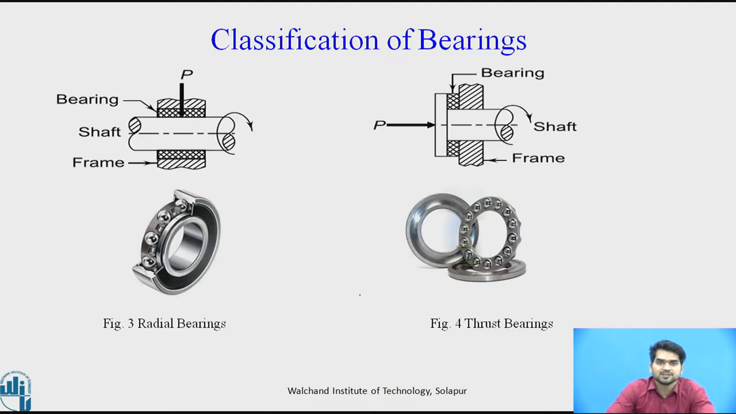Next classification of the bearing is radial bearing and thrust bearing. In this figure, depending upon the direction of the load, it is classified as radial bearing and thrust bearing. This is the shaft on which we mount the bearing. The load acting on the bearing on the shaft will be perpendicular to the axis of the shaft. That's why it is called a radial bearing. And this is the second type, a thrust bearing, in which the load is acting parallel to the axis of the shaft. Here the bearing is mounted. So this is your thrust bearing.